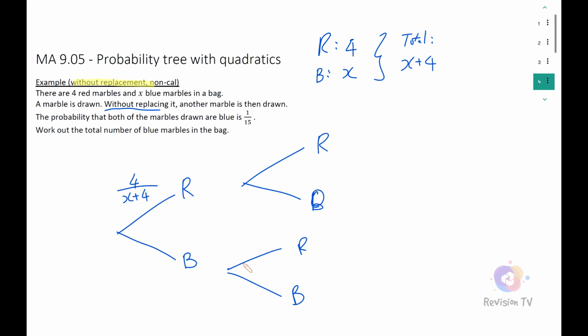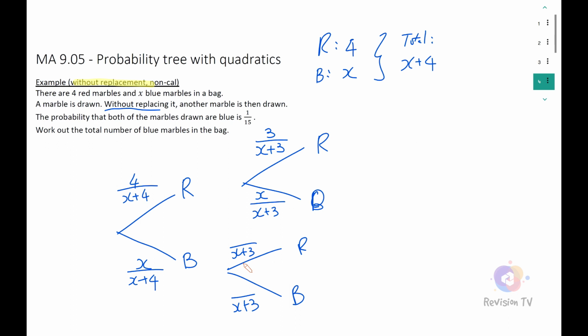Now, next time when you draw a red marble, it's 1 less than the original. So there were 4. When you draw 1, there's 3 left. The total has also gone down by 1, so it'll be X plus 3. So all of the second branch will be out of X plus 3. The first time you draw red, the second time, the number of blue will remain the same, which is X. Now your first pick is blue, the chance of getting the blue marble on the first pick is X out of X plus 4.